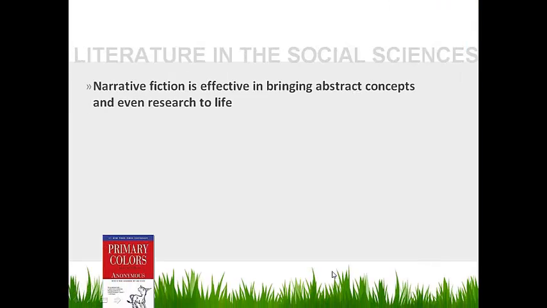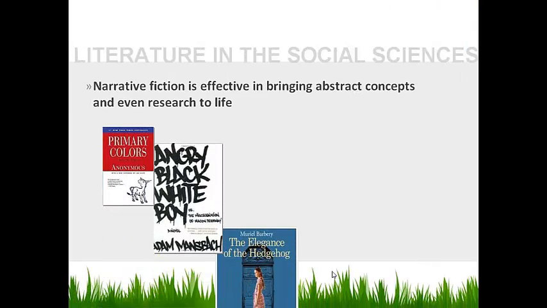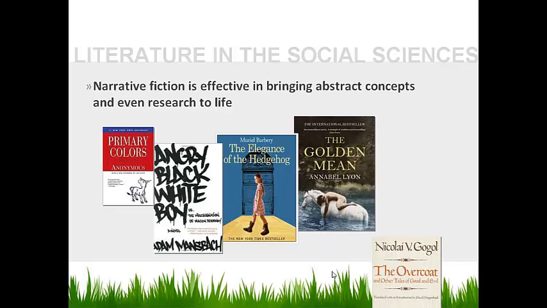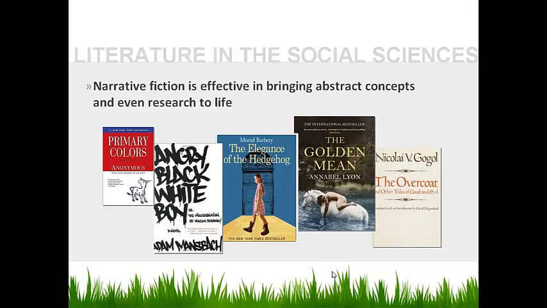The use of literature in undergraduate social science courses is actually nothing new. In fact, research suggests it's an effective technique to help undergraduate students grasp abstract concepts and theoretical knowledge. Some novels that are popular in undergraduate courses include Primary Colors in Political Science, Angry Black White Boy and the Elegance of the Hedgehog in Sociology, The Golden Mean in Philosophy and History, and various works by Nikolai Gogol for public administration.